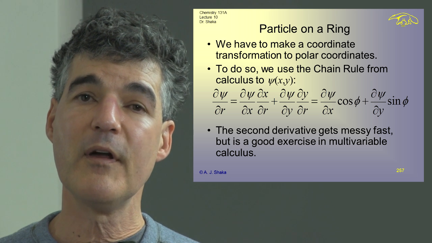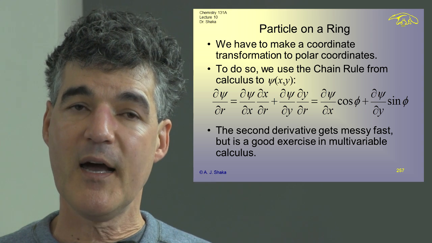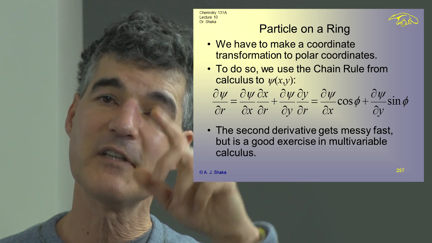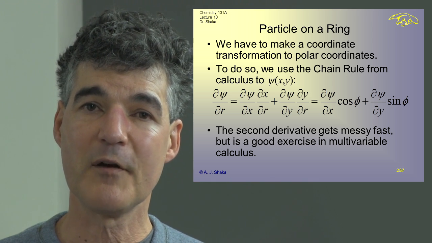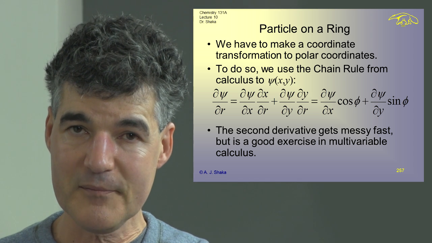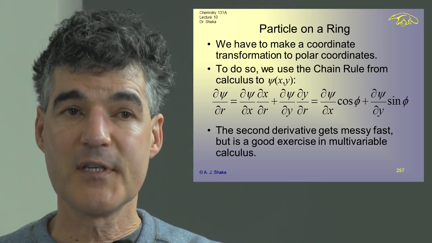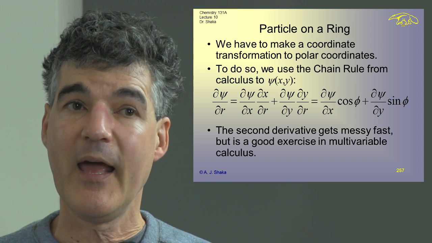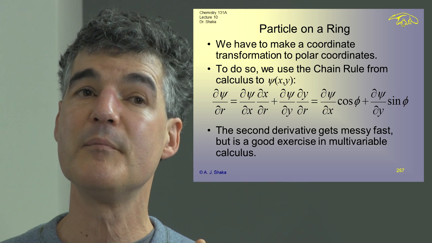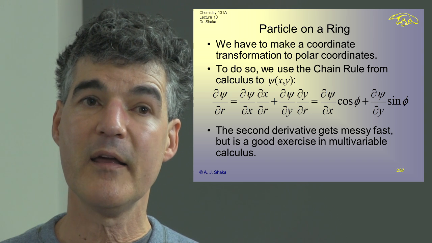So here we go. The derivative of psi, the wave function, with respect to r has to be d psi dx times dx dr. You can think of these things just like fractions, where you just cancel out the dx. That's how you can remember the chain rule. d psi dr is d psi dx, dx dr. That's the one direction. But it's a function of two variables, so I have to add d psi dy, dy dr. And now I have a formula for y with respect to r. And so what I get is d psi dx cosine phi plus d psi dy sine phi.